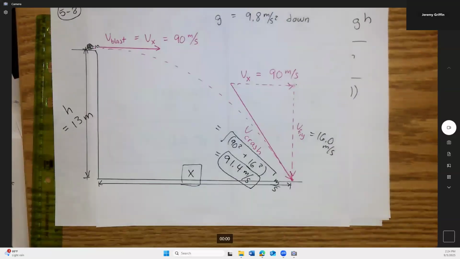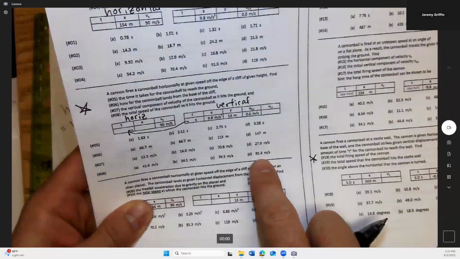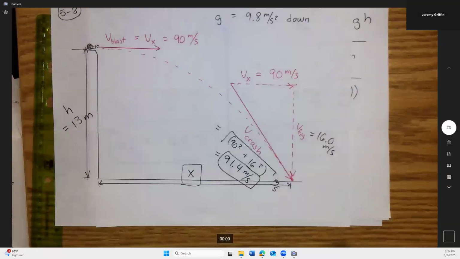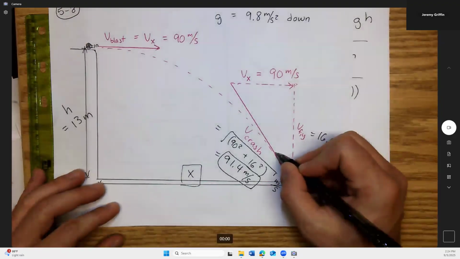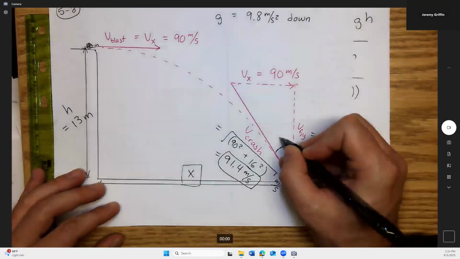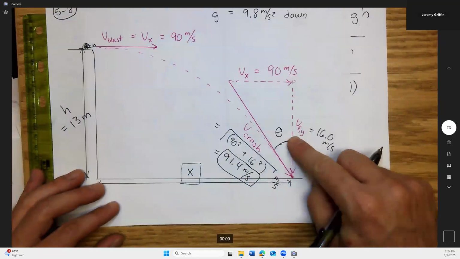And that is the answer to number 8. That's number 8 right there. Pythagorean theorem. Can you guys do Pythagorean theorem? Get number 8. Oh, I have a bonus question for you guys. What is this angle? I'll call this theta. How do you solve that theta right there?